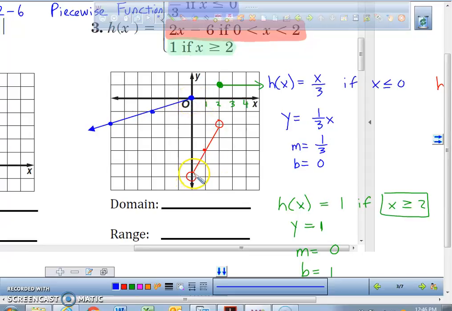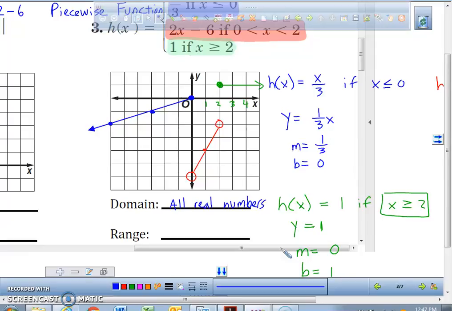I'm going everywhere between a 0 and a 2. And then also 2 is being plotted and going everywhere to positive infinity. So technically the domain, everybody, is all real numbers. All right? However, in the range, not all real numbers are being plotted.